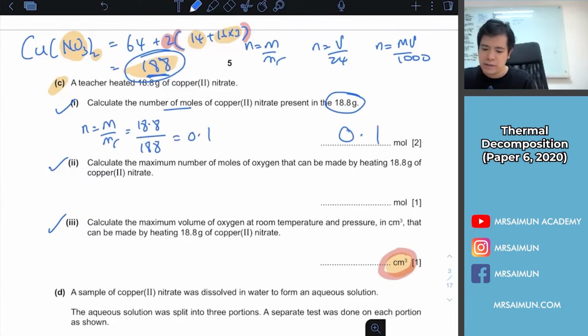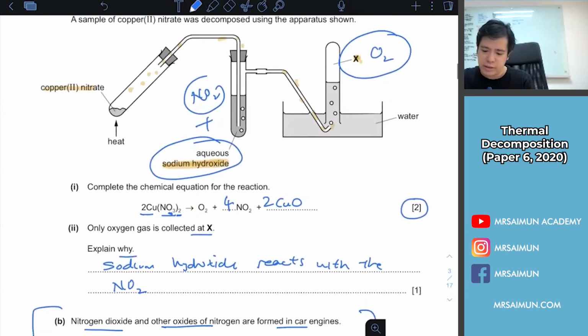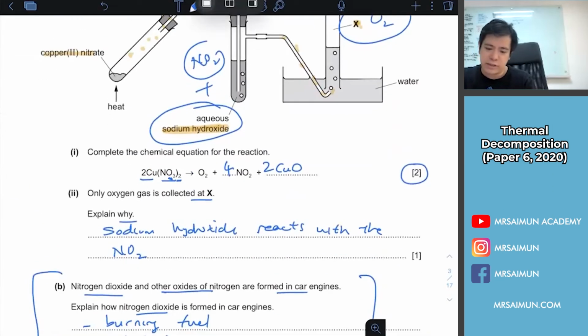Then calculate the maximum number of moles of oxygen that can be made by heating 18.8 g. So this is using the ratio. Go back to the top here. Let me give the equation. So you see it has to be balanced, which is quite annoying, but since they ask about oxygen, it's not too bad lah. Use this, so you have 2:1.